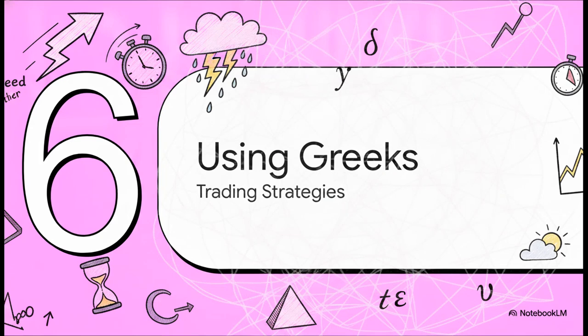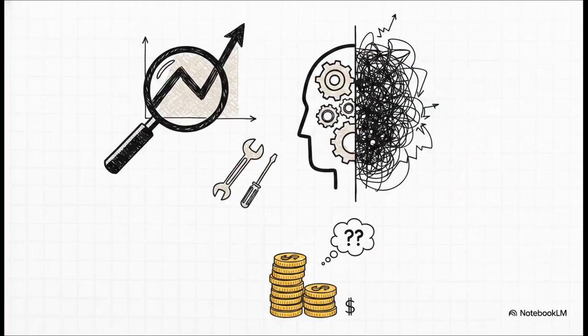Section 6. Using Greeks to trade. So class, we have covered a ton of ground today. How do we combine speed, acceleration, time, and weather into a coherent trading strategy without getting completely bogged down by the math? The key takeaway is this. You don't need to spend hours calculating these formulas by hand. Just use the Greeks as your vital diagnostic tools.